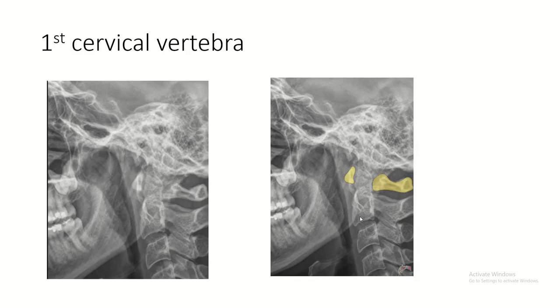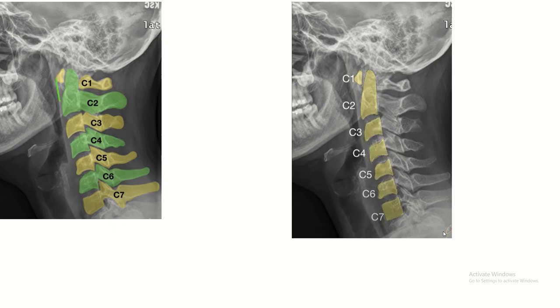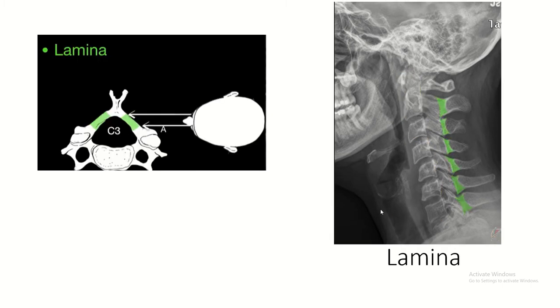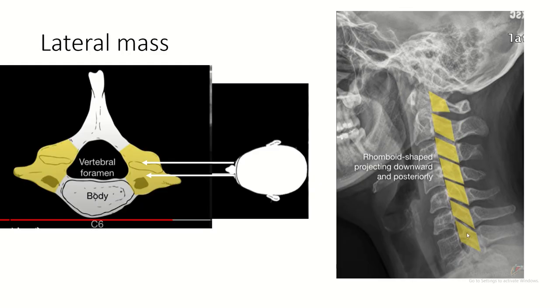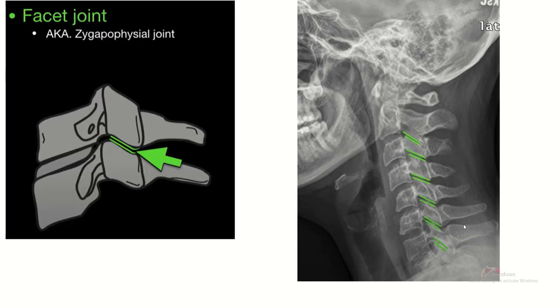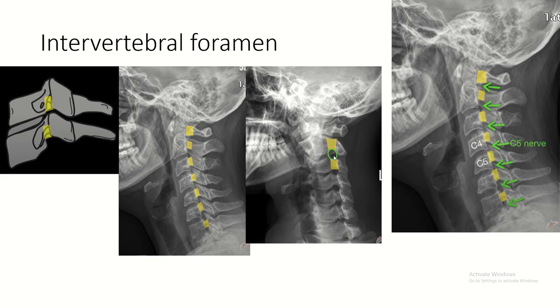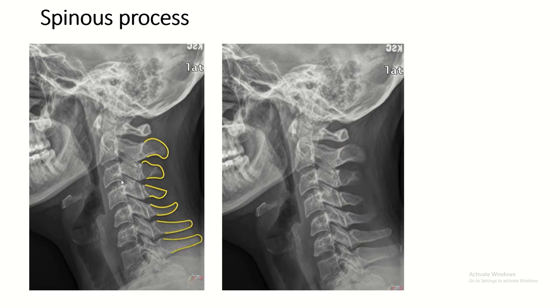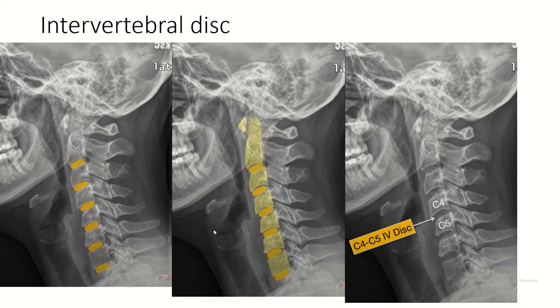First cervical vertebra, second cervical vertebra, all cervical vertebrae, only vertebral bodies, only lamina, the lateral mass of the cervical vertebra, the facet joint, intervertebral foramen, spinous process, intervertebral discs.